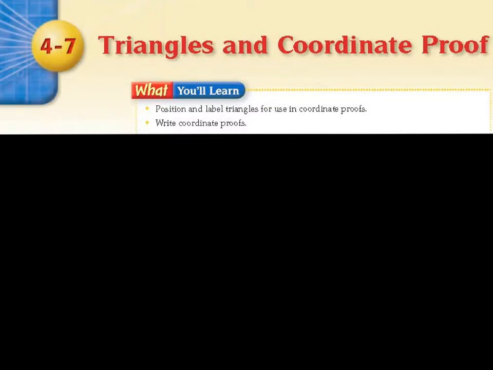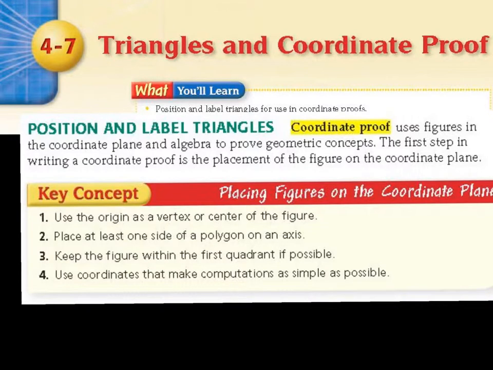There are two topics in the What You'll Learn section for Lesson 4-7. They say we're going to position and label triangles for use in coordinate proofs and write coordinate proofs. We're just going to do the positioning and labeling and not write. A coordinate proof uses figures in the coordinate plane in algebra to prove geometric concepts.